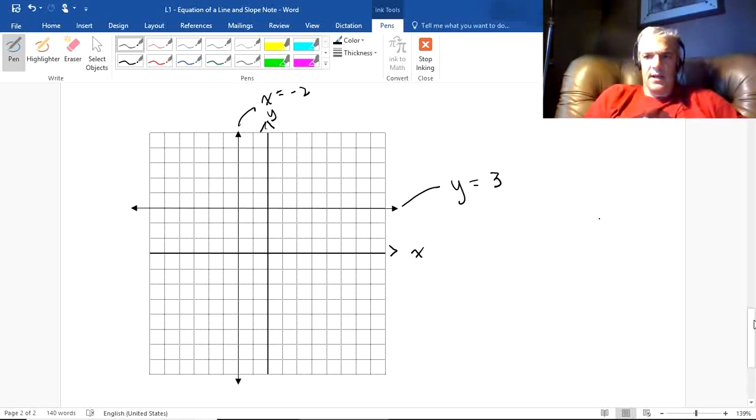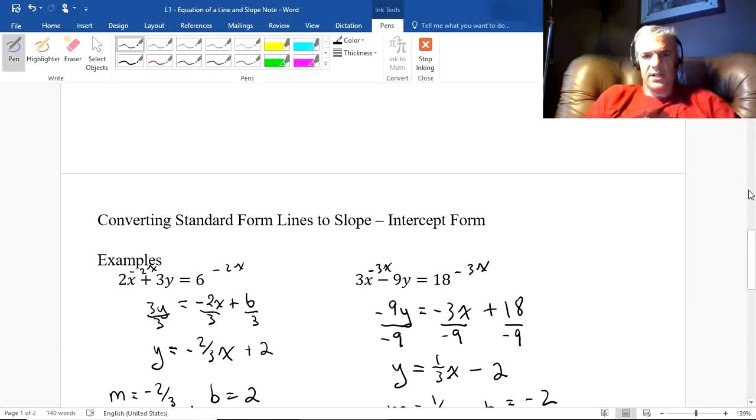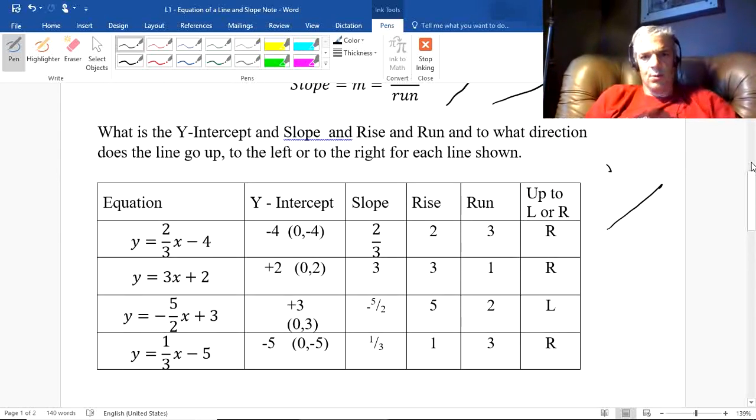Most of the assignment deals with a couple of questions like this, but most of them are questions where you're just grabbing the y-intercept, the slope, understanding what the rise and the run is, and whether it goes up to the left or up to the right. Then we'll expand on that by actually drawing some lines next lesson. All right, hopefully that's helpful, and we'll talk to you again soon.